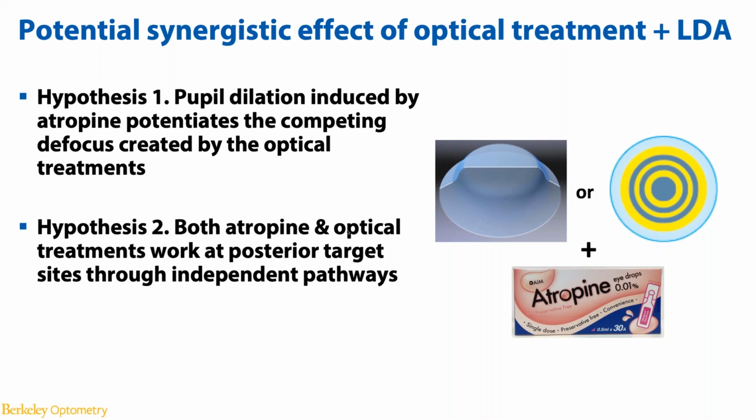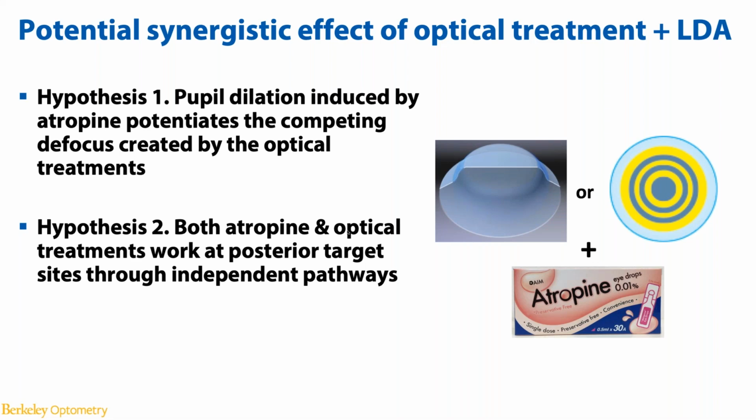The other hypothesis is that both atropine and optical treatments are working independently, but they're both working at posterior target sites, likely the retina, RPE, or choroid, or on the sclera, but through independent pathways. If this hypothesis holds true, then it has to be low-dose atropine instead of any other dilating drops. Currently, we don't really know whether it's the first or the second, or whether both hypotheses are explaining the apparent synergistic effect between the two.